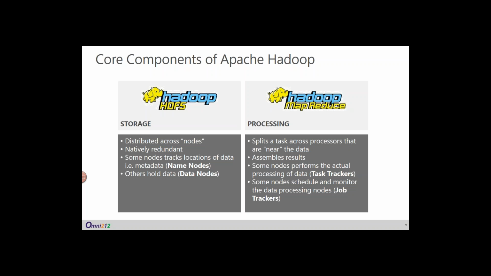On the processing side, we have Hadoop MapReduce. In this, some nodes schedule and monitor the data processing nodes, which are called job trackers. The other nodes perform the actual processing of data, which are called task trackers. Every new task is split into smaller subtasks.